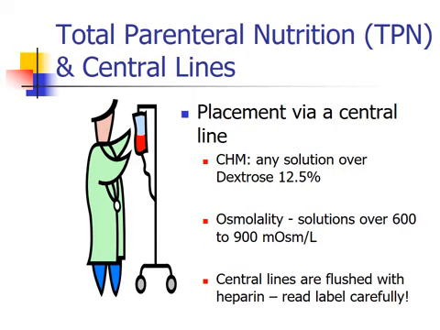Total parenteral nutrition. These are some guidelines for when it needs to go through a central line. So at Children's, any solution with a dextrose over 12.5%. Some institutions have osmolality listed on their TPN, so if the osmolality is over 600 to 900, then that would need to go through a central line. Central lines are flushed with heparin. You want to carefully read the labels on the heparin.